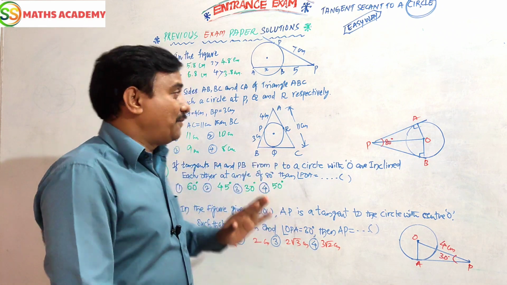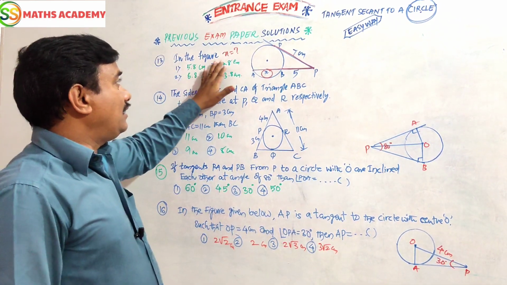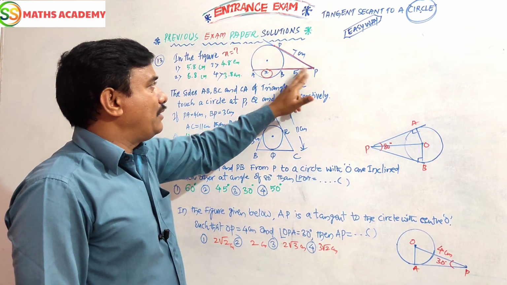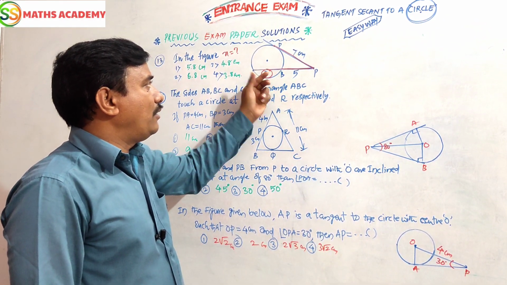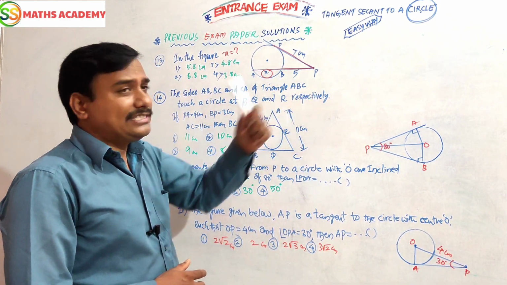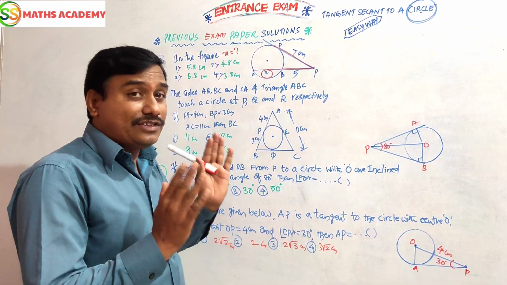Students, questions number 13, 14, 15, 16 are very interesting. Let us see. In the figure, find the x value. Here PD value 7 is given, PB value 5, and AB value we have to take as x. Friends, this is the tangent, and this is the secant line segment from the end point of the circle.